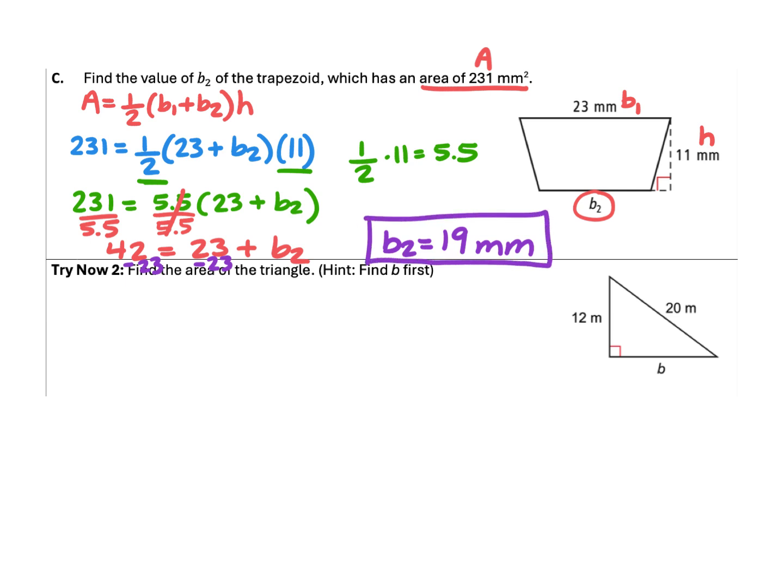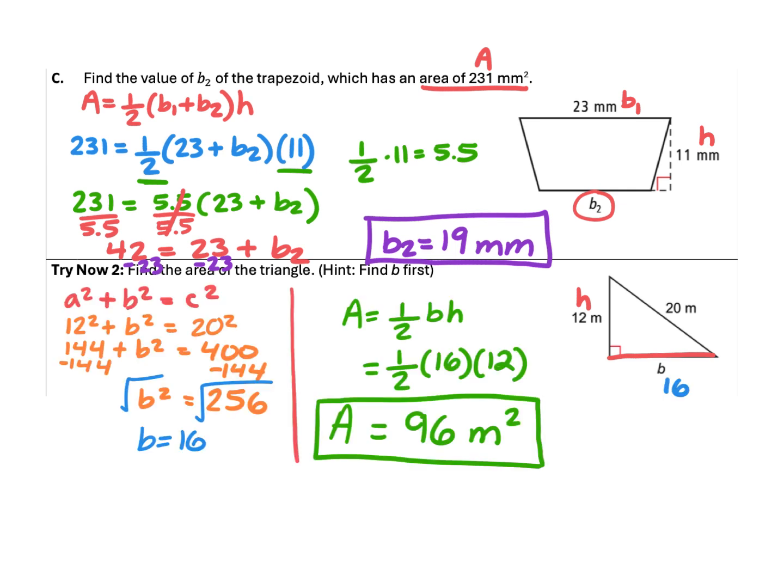For the try now, you're going to find the area of the triangle below. But before you can find the area, you need to find the base. We have the height here is 12 meters. We need the base. And because it's a right triangle, you should be able to find that base using a theorem that we use very frequently in this course. Go ahead and give this a try. Please pause your video, and then when you hit play, I'll have the solution posted.